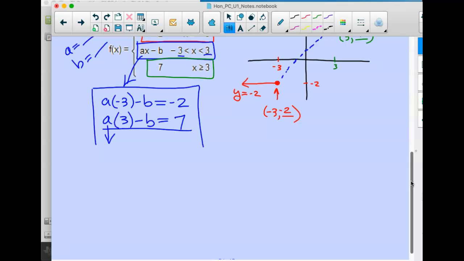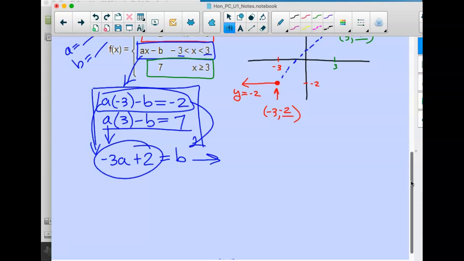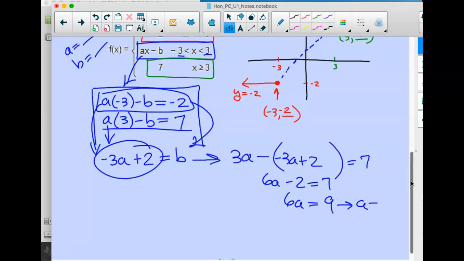So if you were to take substitution and use this first equation, right? -3a, I'll move the b to the right, the 2 to the left. So that's a way you can substitute for b. So take the second equation, which is 3a minus b, but replace b with negative 3a plus 2, and it equals 7. 3a plus 3a, 6a, minus 2 equals 7. 6a equals 9, therefore a is 9/6. Then we'll reduce that to be 3 over 2.